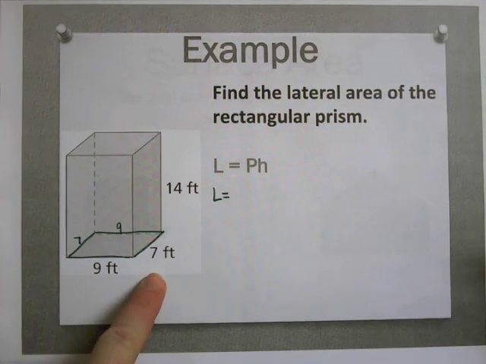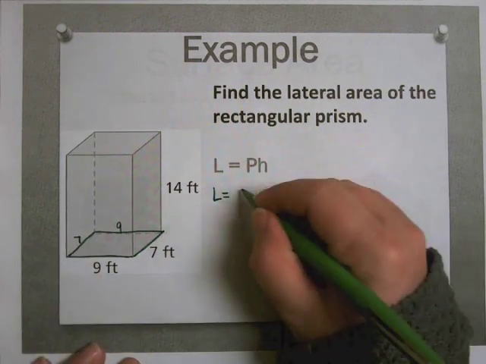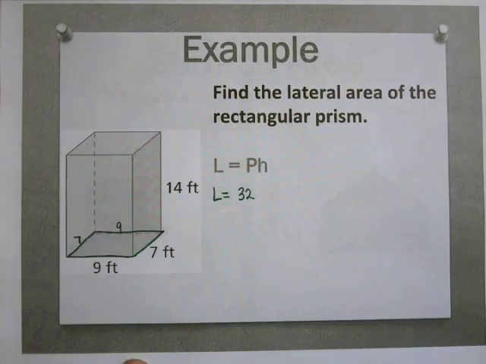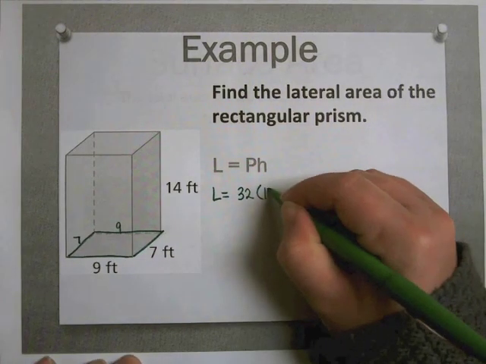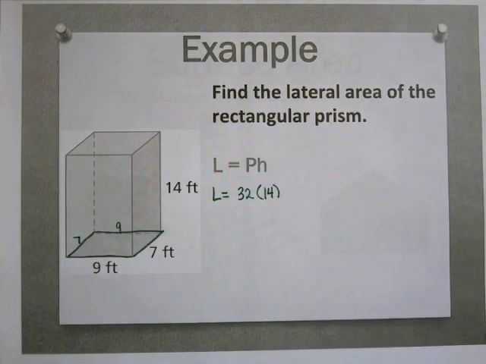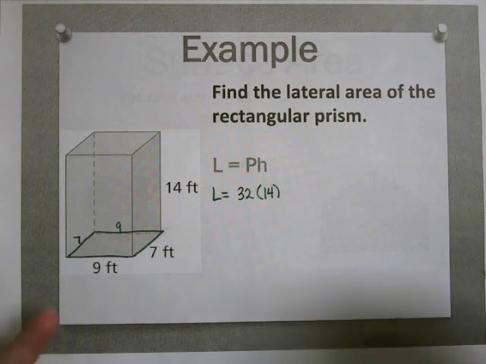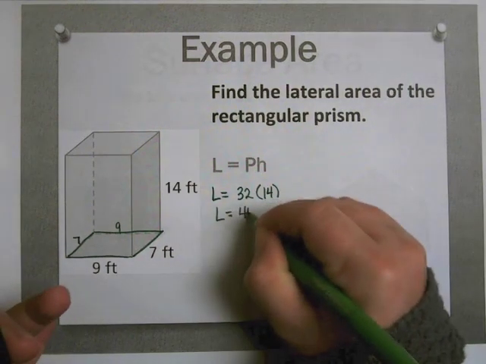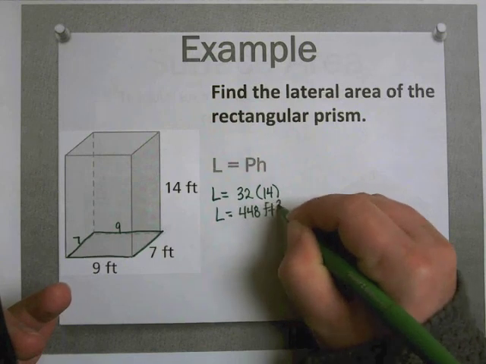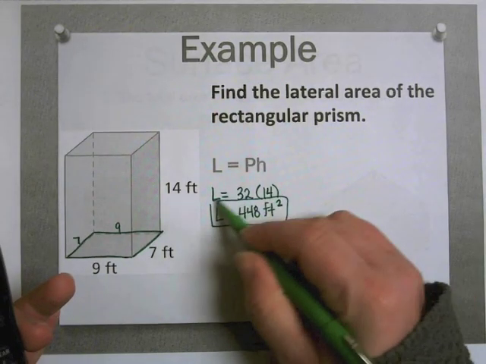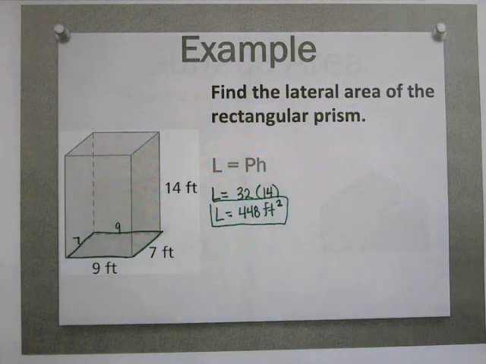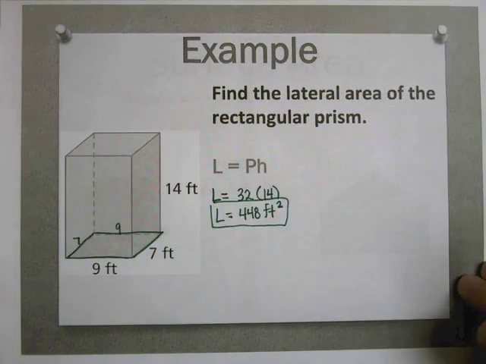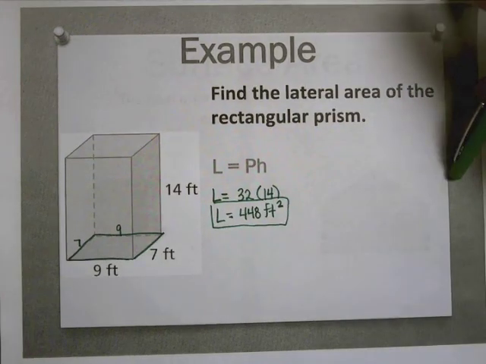So that would be 18 plus 7 is 25 plus 7 is 32. So 32 goes there, times the height. The height is 14. So 32 times 14. Our lateral area would be 448. Our unit's still squared because it's still area. That's how you find the lateral area. Perimeter times the height.